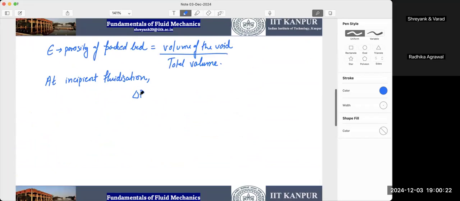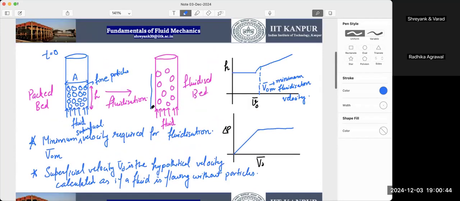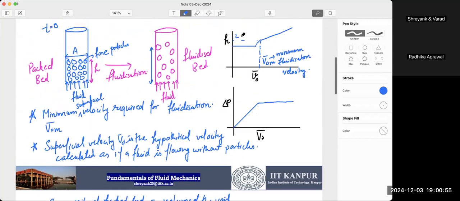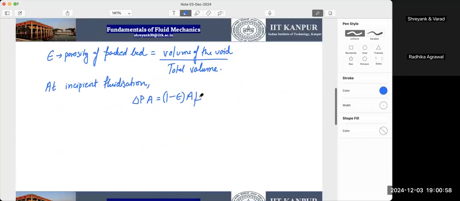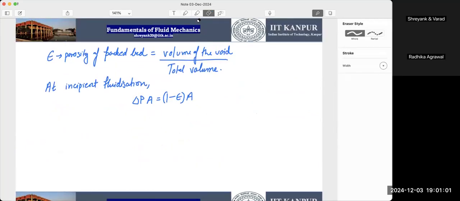Delta P, the pressure drop applied, into A should equal 1 minus epsilon, which gives you the volume fraction of solids, into the total volume, that is A into L. So L is the length at incipient fluidization. Okay, so I can say L at minimum fluidization.